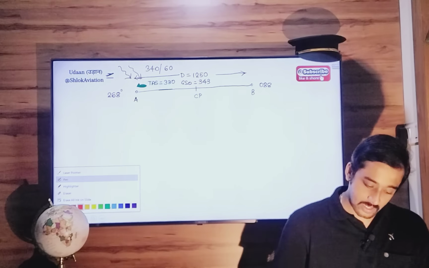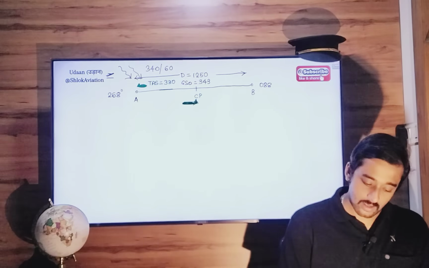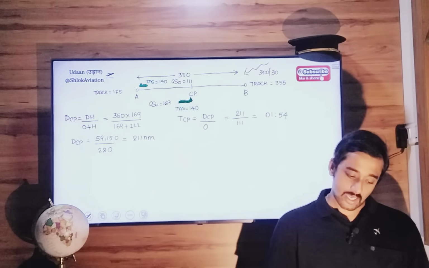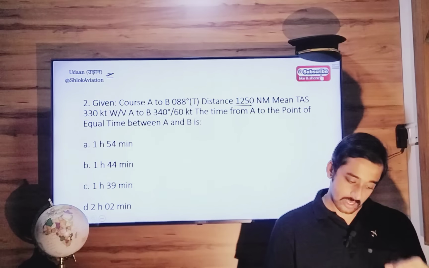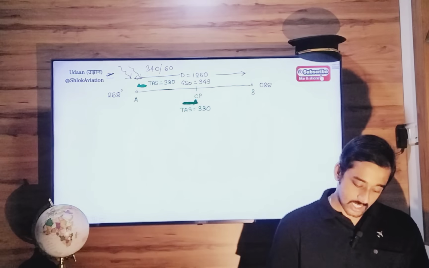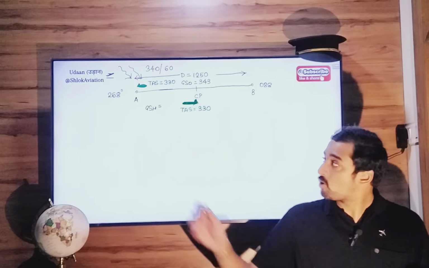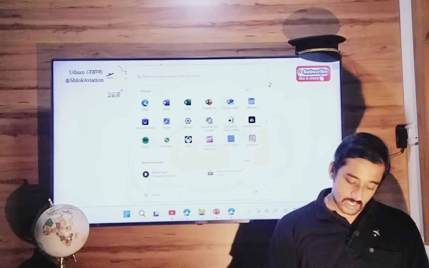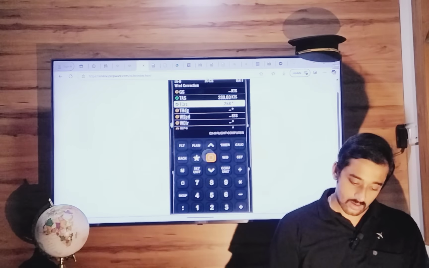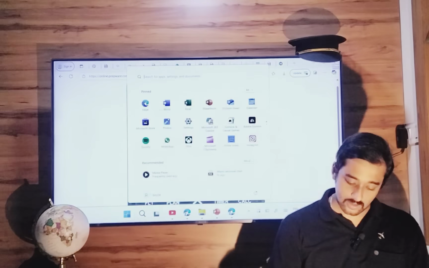Now homebound ground speed. Coming back home, again your true airspeed is going to remain the same. A task of 330 knots as given in the question, and winds are also the same. So what will change is your ground speed homebound. So now use homebound track 268. Other things remain the same. So ground speed will be 306.